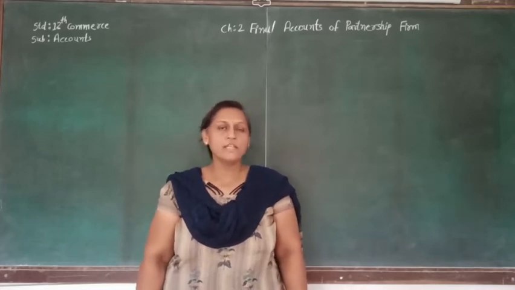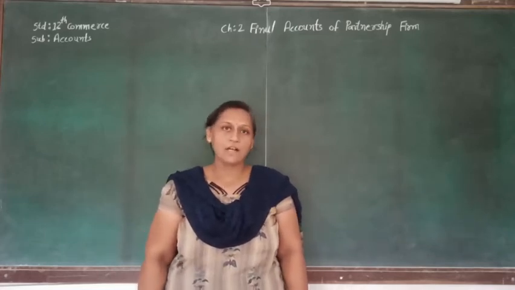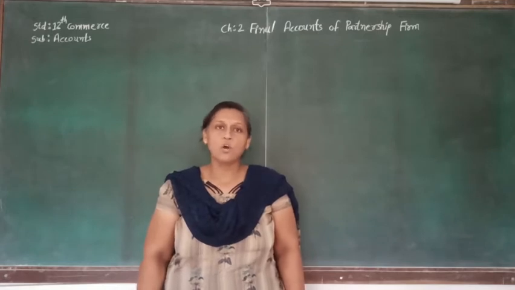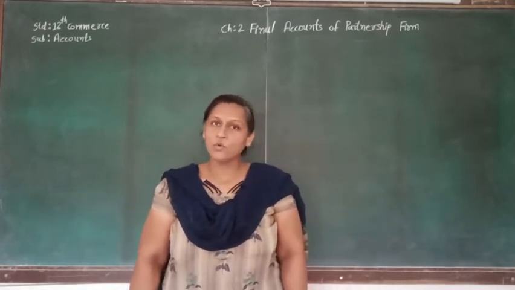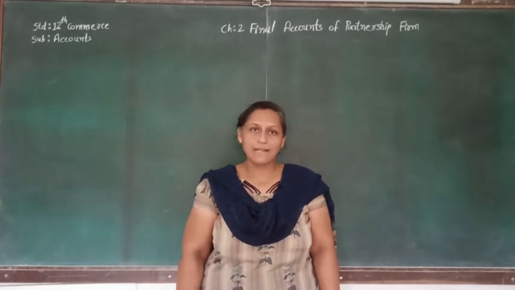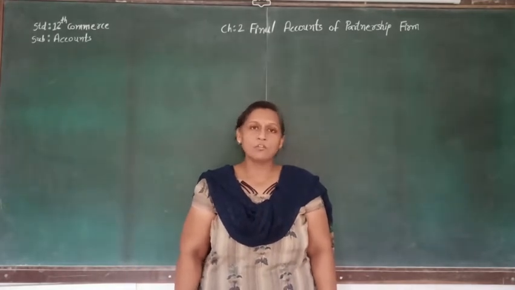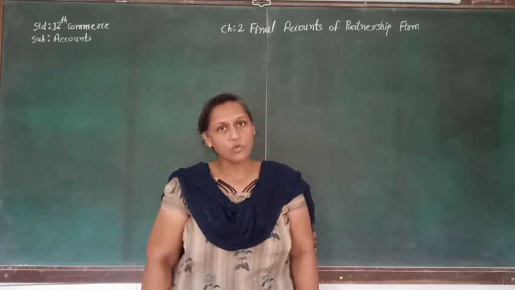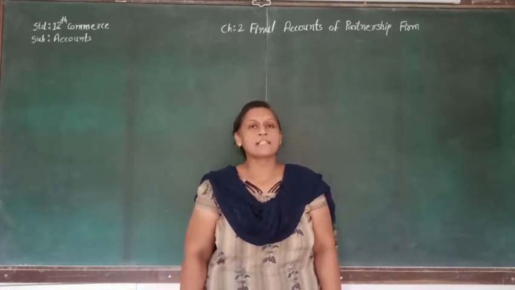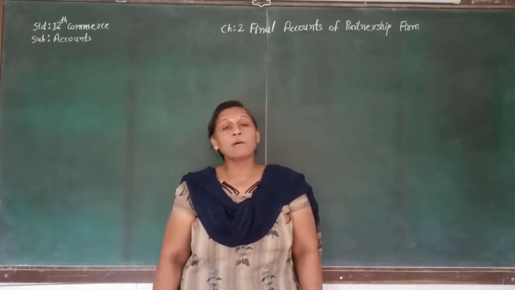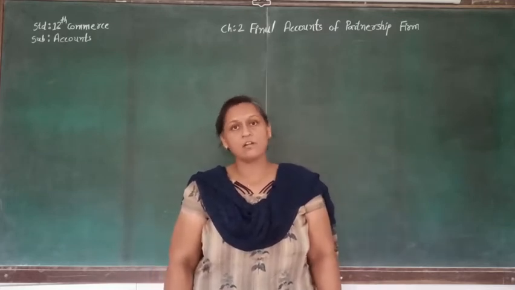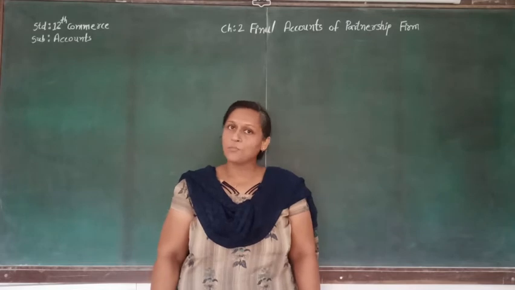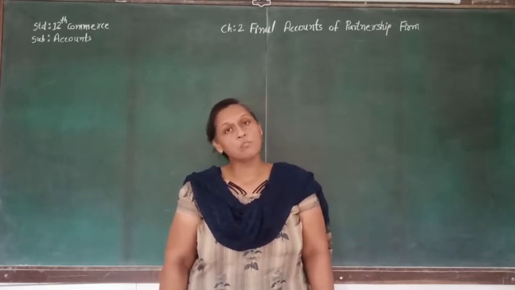Today we are going to see chapter number 2, that is final account of partnership firm of standard 12 commerce subject account. So today in this video we are going to see how to prepare the balance sheet. This is the fifth part of chapter number 2, and parts 1 to 4 are already linked in the description. In parts 1 to 4 we have seen how to prepare trading account, profit and loss account, profit and loss appropriation account, as well as partners capital account under both methods.